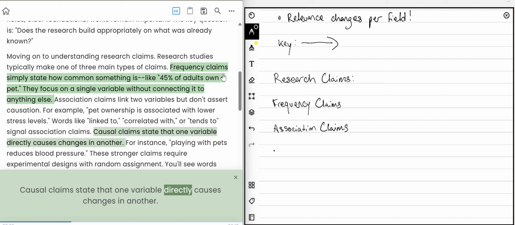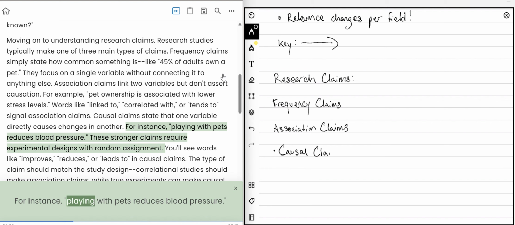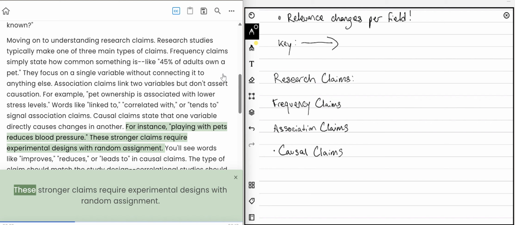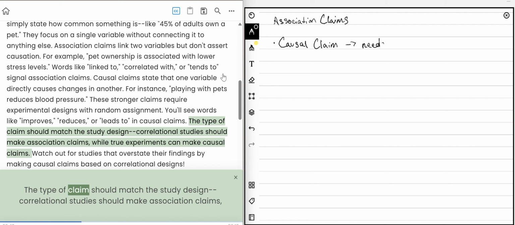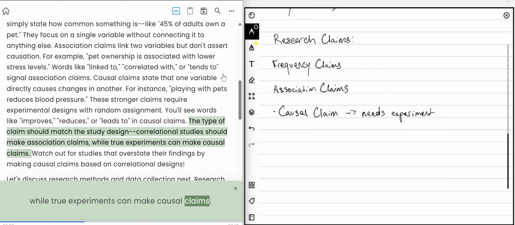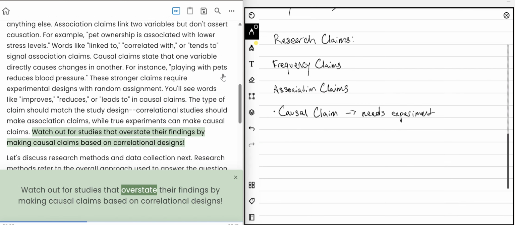Causal claims state that one variable directly causes changes in another. For instance, playing with pets reduces blood pressure. These stronger claims require experimental designs with random assignment. You'll see words like improves, reduces, or leads to in causal claims. The type of claim should match the study design. Correlational studies should make association claims, while true experiments can make causal claims. Watch out for studies that overstate their findings by making causal claims based on correlational designs.